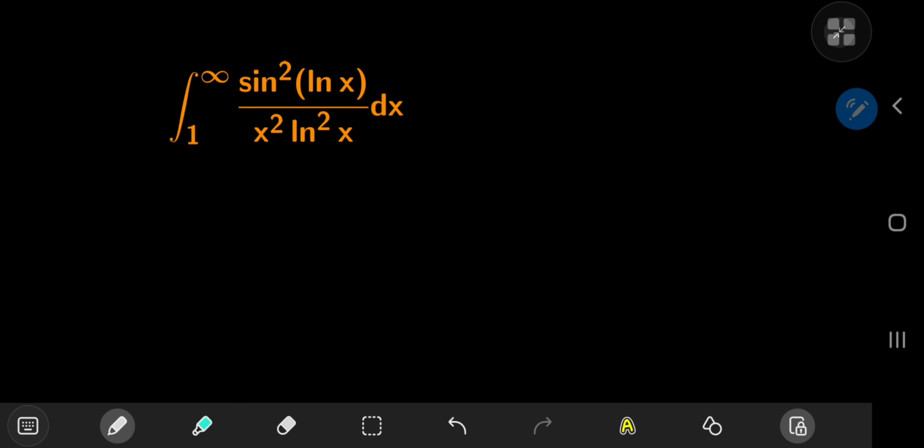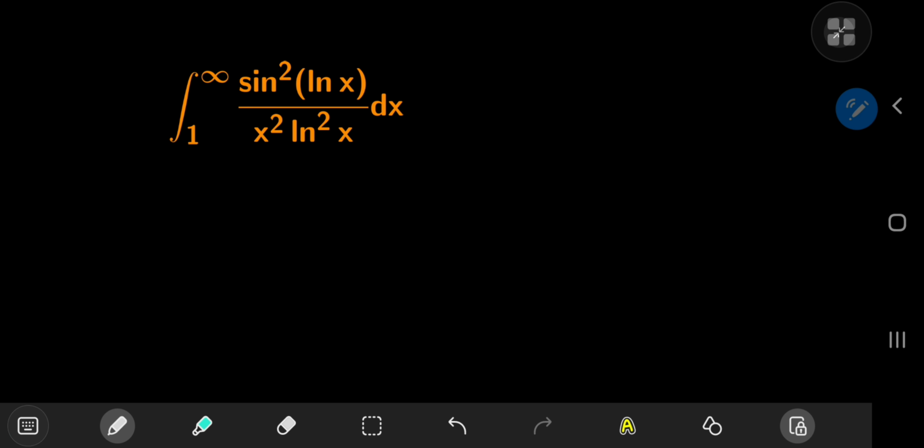We are gathered here today to evaluate this absolute beast of an integral. I mean, just look at it. It's simply ridiculous. We have the integral from 1 to infinity of the square of the sine of the natural logarithm of x divided by x squared times the square of the logarithm of x. So yeah, there is a lot of stuff going on here. And we're going to evaluate it using Feynman's technique.